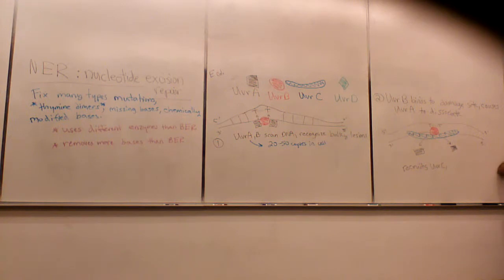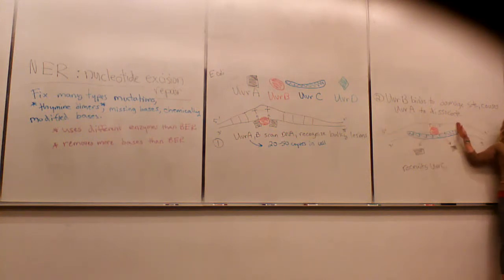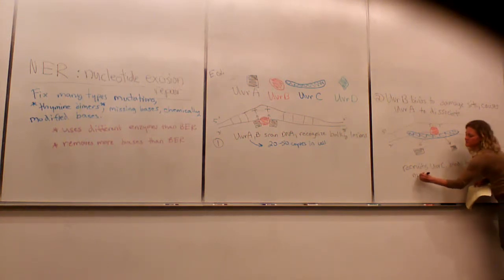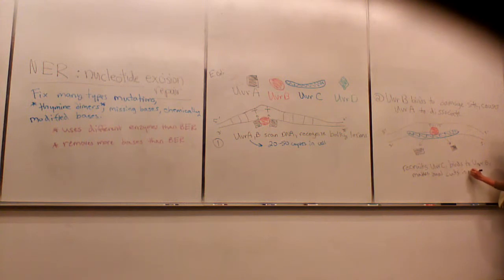And actually comes up and makes incisions on either side of this damage point. So after UVRC sits, it's going to bind to UVRB, and it makes dual incisions, or dual cuts, in the DNA.